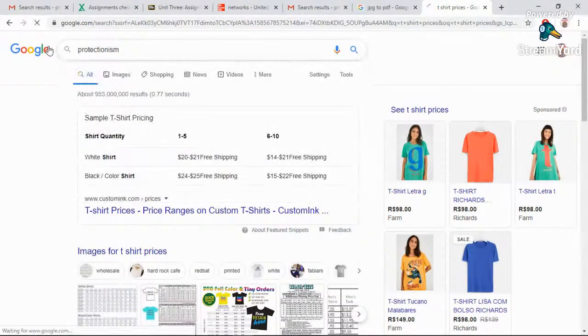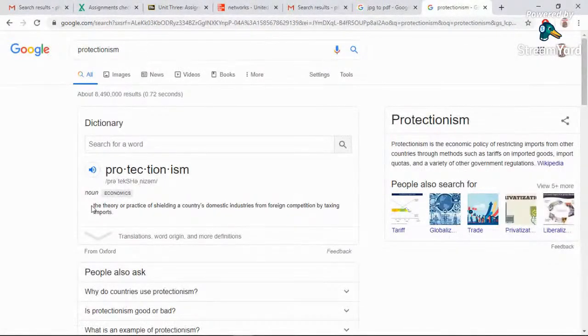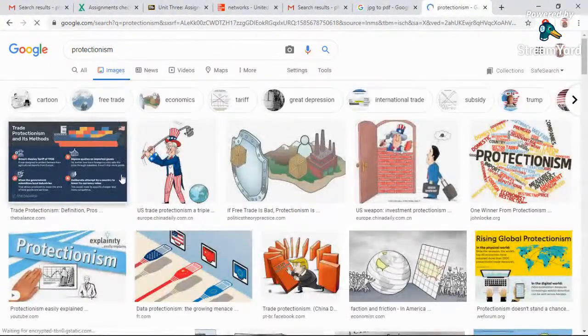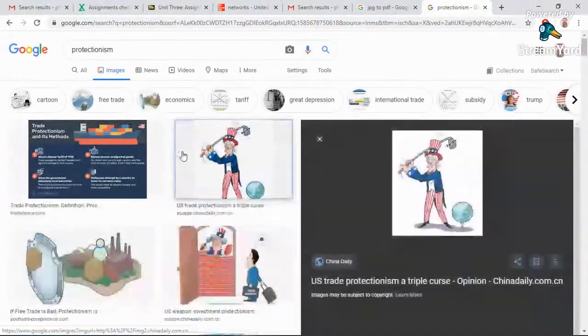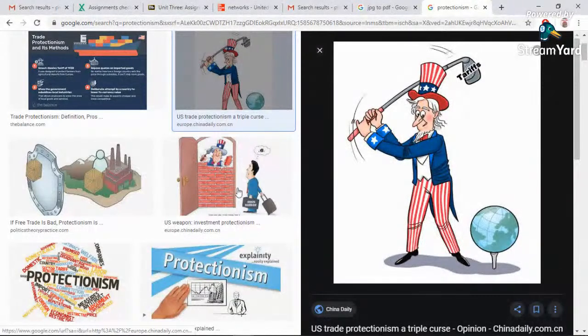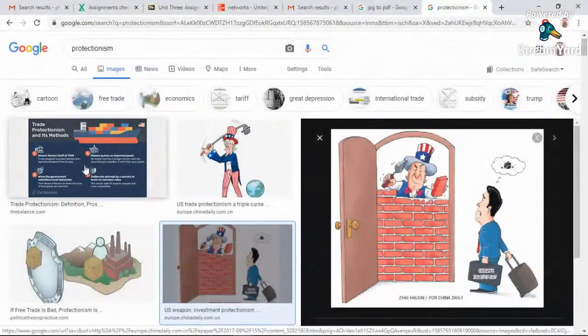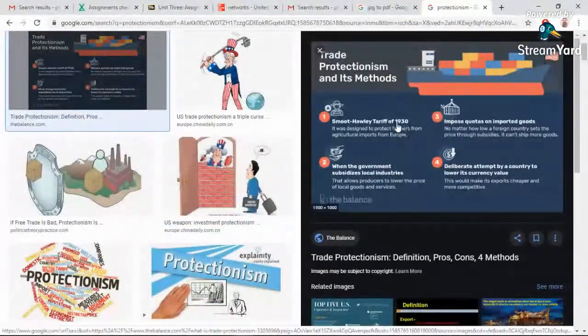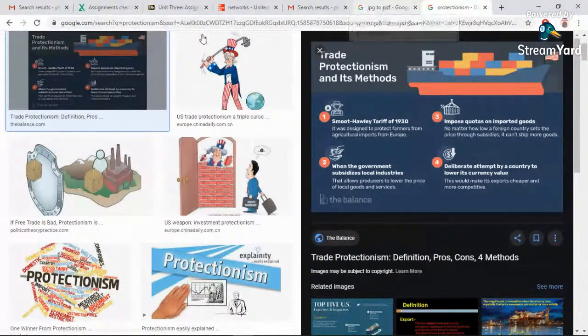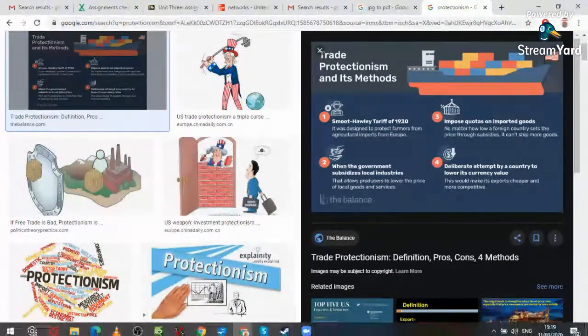Protectionism, if you put that there. The theory or practice of shielding a country's industry from foreign competition by taxing imports. That's protectionism. So there you go. You got Uncle Sam, boom. And there's China's investments, and we're trying to build a wall. This is called protectionism, and you have a lot of different ways to look at that.